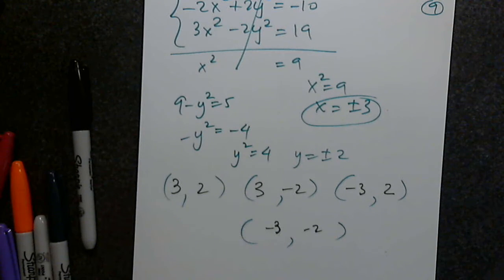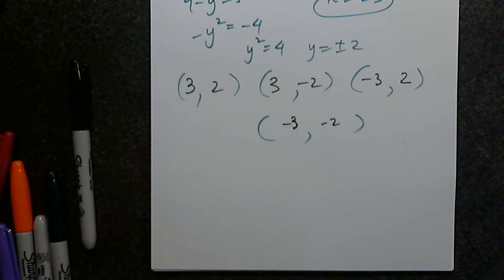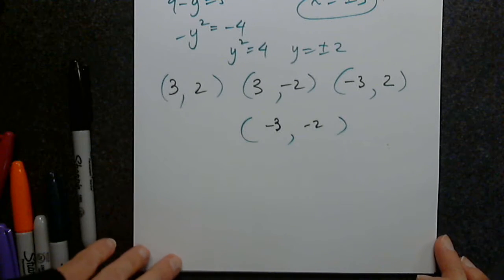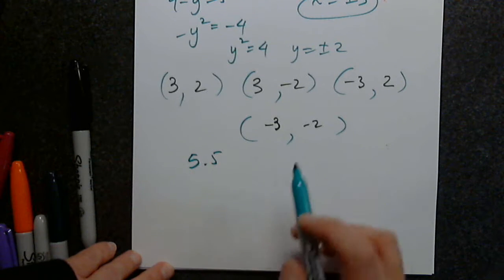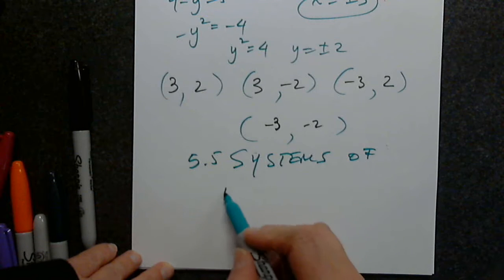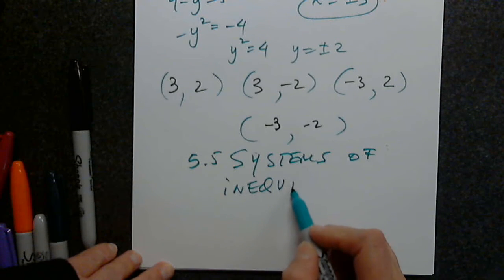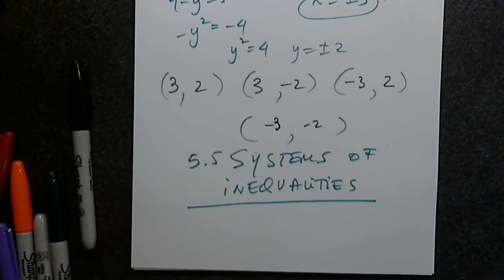Okay, it's working. So let's continue with systems of inequalities. So last section of chapter 5, systems of inequalities. Systems of inequalities, linear or not, we're going to look at all of them, linear and nonlinear.